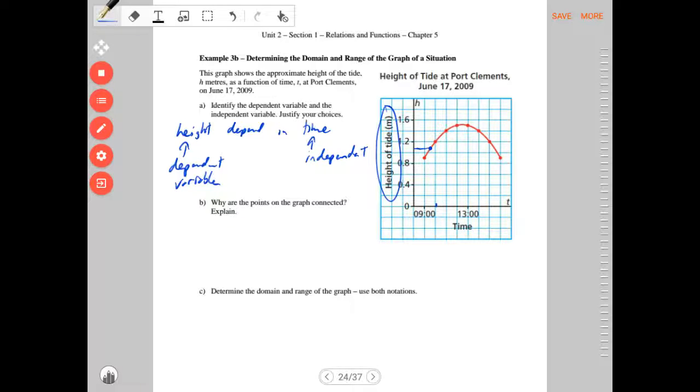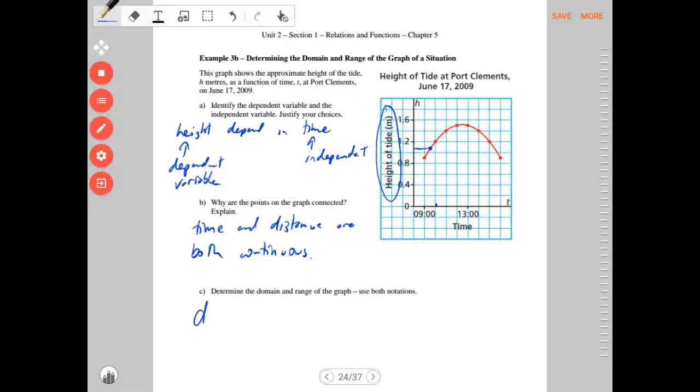It's continuous data. So time and distance are both continuous. That means all the middle values are allowed. And then determine the domain and range.